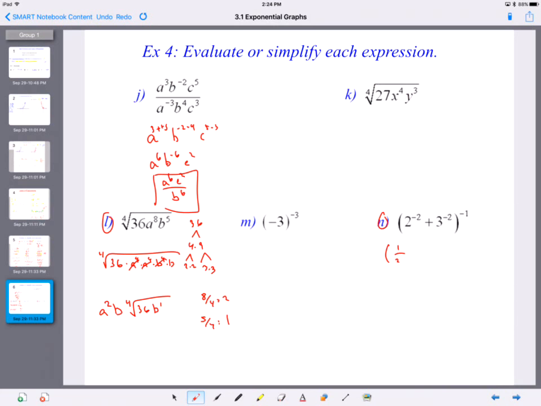So this would represent 2 to the negative 2, so we have to do what's inside first. And so that would be 1/4 plus 1/9, raised to the negative 1. Well, we still have to add those, so we have to find a common denominator. So that would be 9/36 plus 4/36, which leaves me with 13/36 still being raised to the negative 1, and then at that point you can switch them, 36 over 13. So make sure you take a look at that one and make sure you know how to do it.